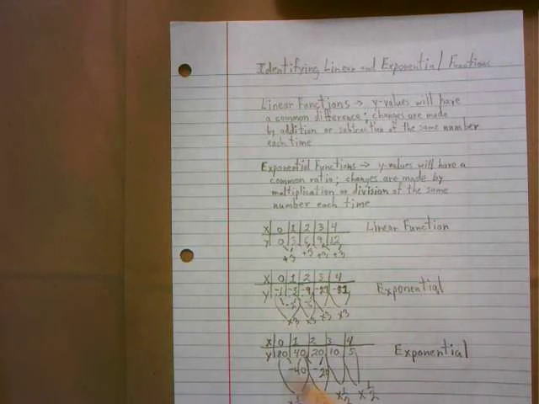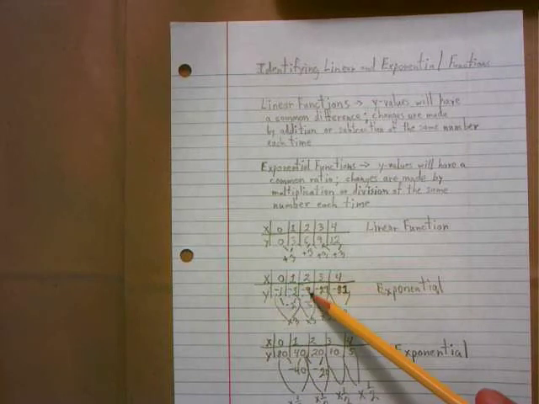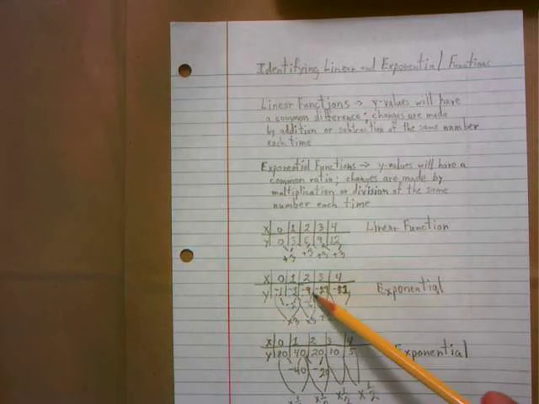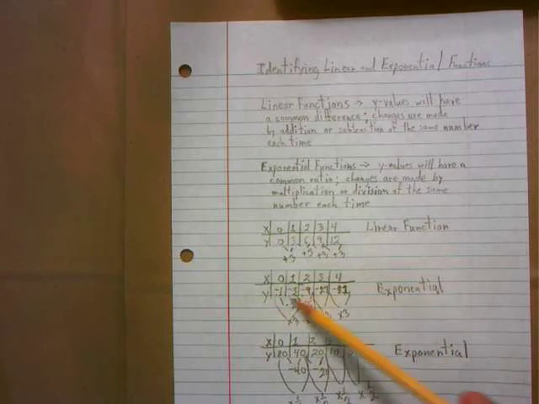Let's take a look at this next one. Again, we have x: 0, 1, 2, 3, 4. Y values: negative 1, negative 3, negative 9, negative 27, negative 81. Now, to go from negative 1 to negative 3, just using addition or subtraction, we would subtract 2. To go from negative 3 to negative 9, we would have to subtract 6. So we see immediately there is not a common difference. We are not using addition or subtraction of the same value to move from one y value to the next.